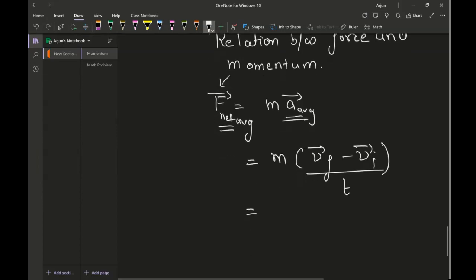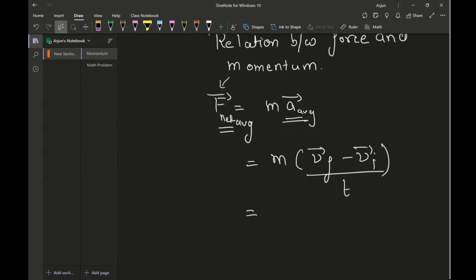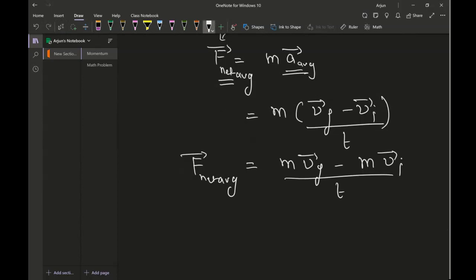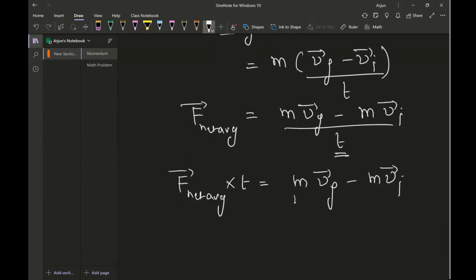Now, final velocity. Again, if I open this, I can write it as m v final minus m v initial, divided by time, and this is the net average force. And then I can move this time to the other side. F net average multiplied by time is equal to m v final minus m v initial. Now this is equal to what? This is final momentum, P final minus P initial.